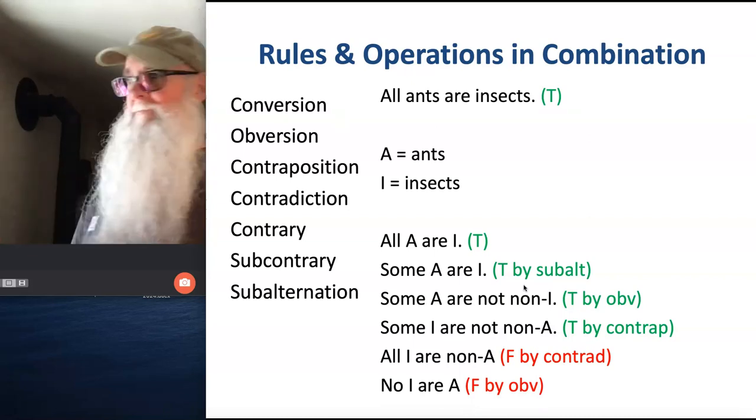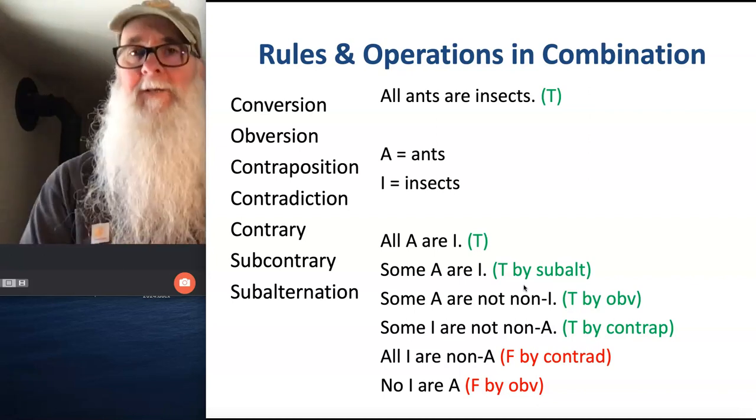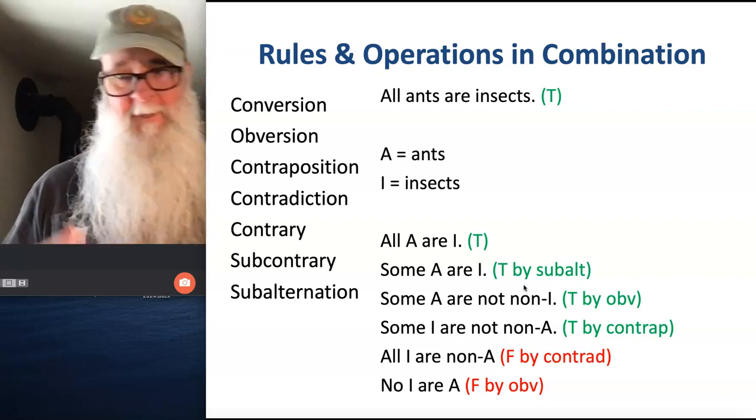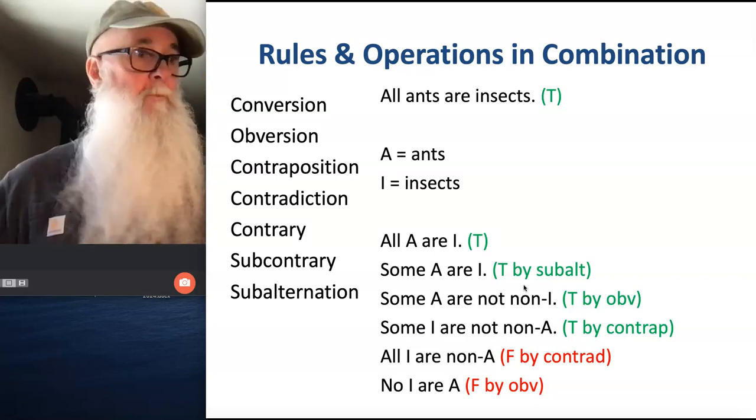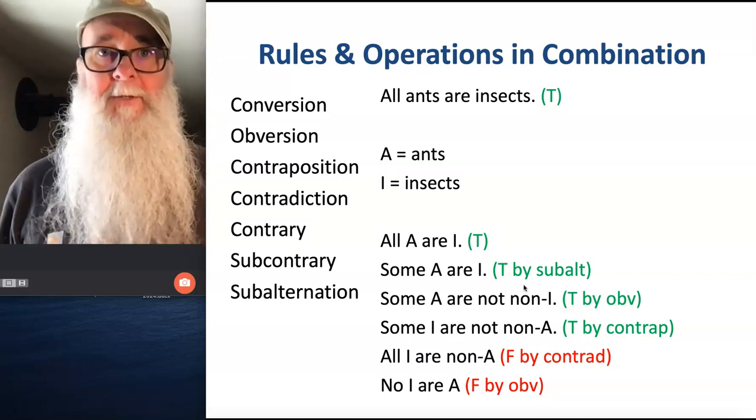Okay, so we can just keep running around this square, creating new statements, going from true to false to true. And as long as we're applying those operations in ways that we're allowed, we're always going to know what the truth value of our new statements are.